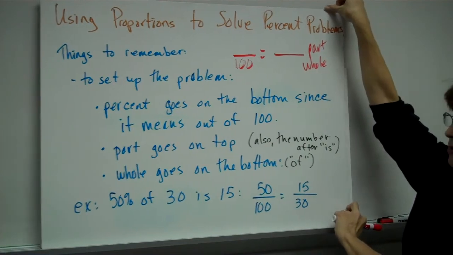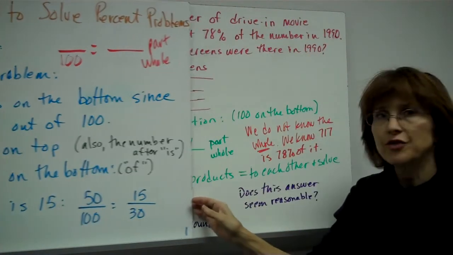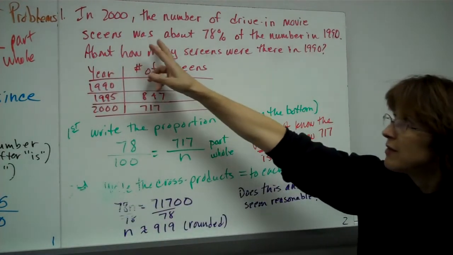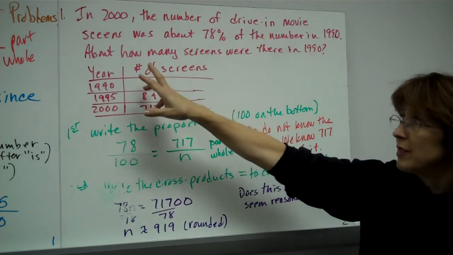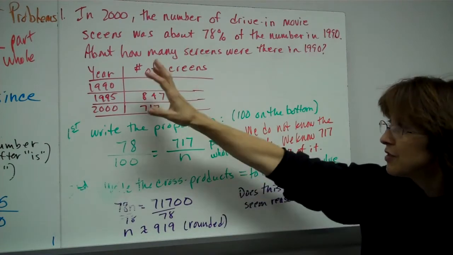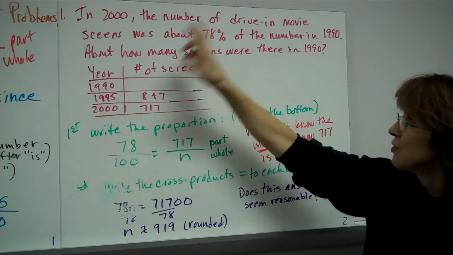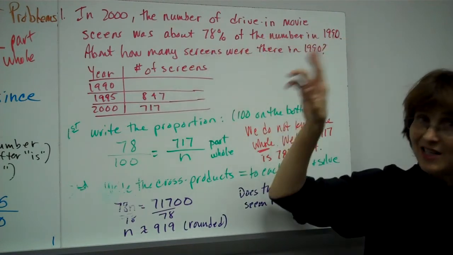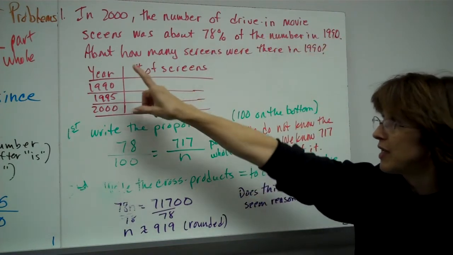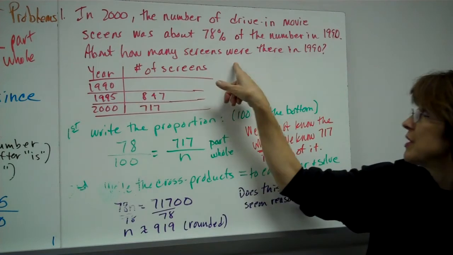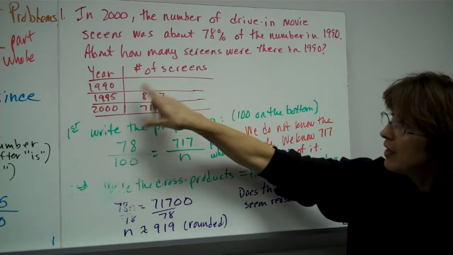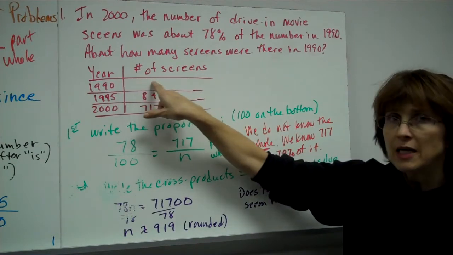Okay, so here's some examples. We're just going to go through many examples, and you'll understand it better from that. Okay, number one: in 2000, the number of drive-in movie screens, which probably you don't even know about, but they used to have movies you watched outside, that was called a drive-in movie screen, was about 78% of the number in 1990. Okay, it gets a little confusing, but we can work it out. About how many screens were there in 1990? And here's the little chart they give you. Here's the year and the number of screens, and it's blank for 1990.